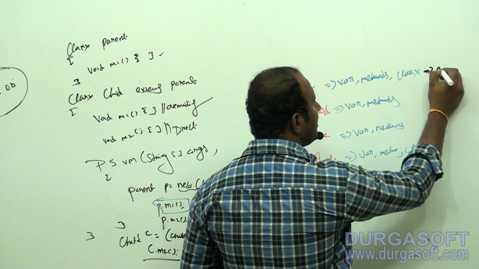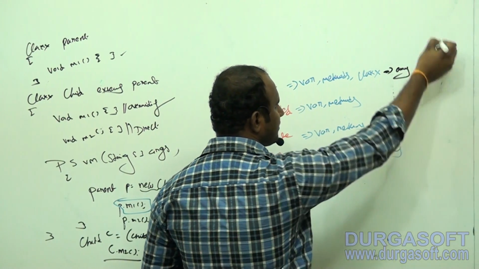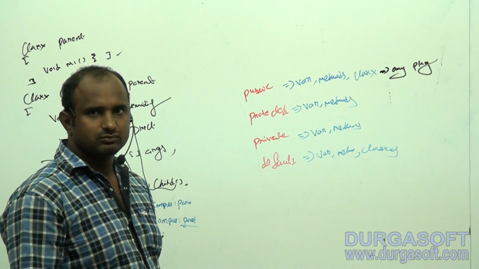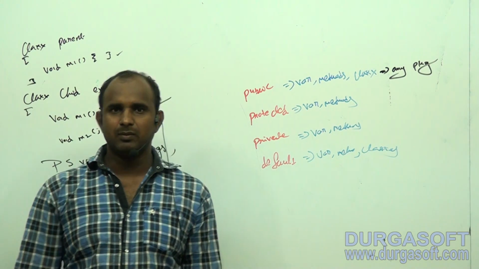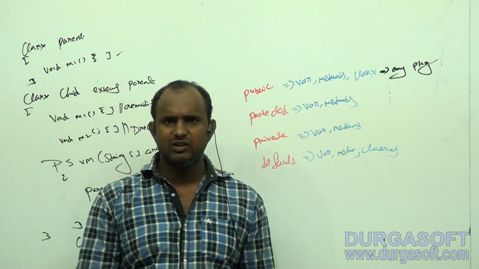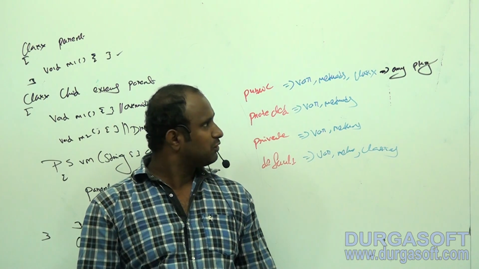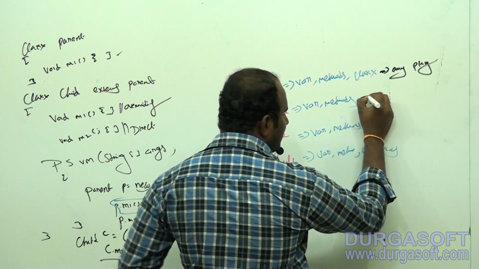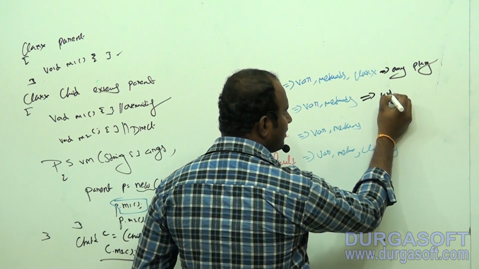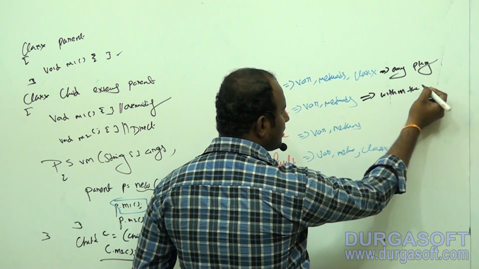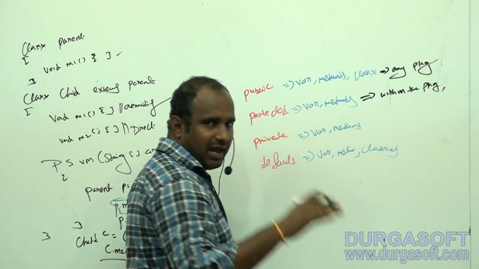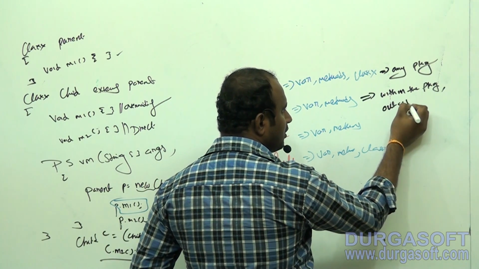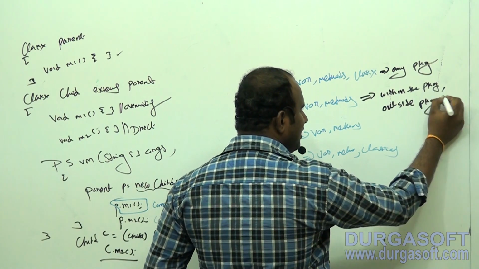Coming to public, any package can access. The most accessible modifier in Java is public. Anyone can access. So you know, in hostel rooms, public property means anyone can use. So any package can use the public members. Ratan, what are the protected members? Protected members are accessible within the package, and it is possible to call outside the package also. Outside the package, only a child class is possible.